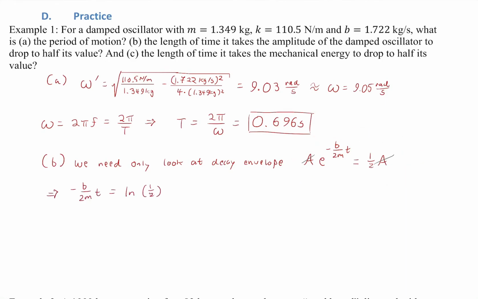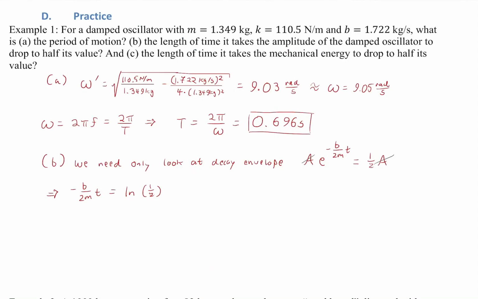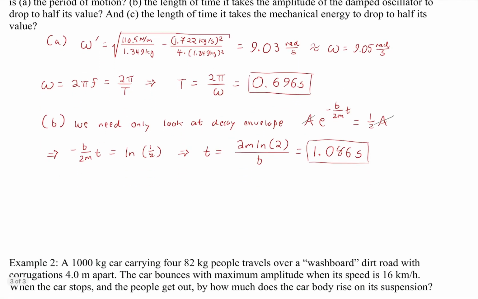Which is kind of neat because we get to isolate it outside of the exponential. So we'll take the natural log of both sides, which gets rid of the e raised to the power of negative b over 2m times t. Now it becomes that, and then we just continue to isolate t like so. And there we go, and we get 1.086 seconds. That's how long it takes it to decay to half its original amplitude. And obviously different masses and different drag coefficients will give us different values.